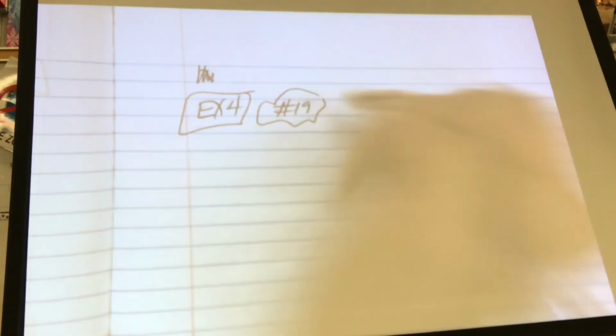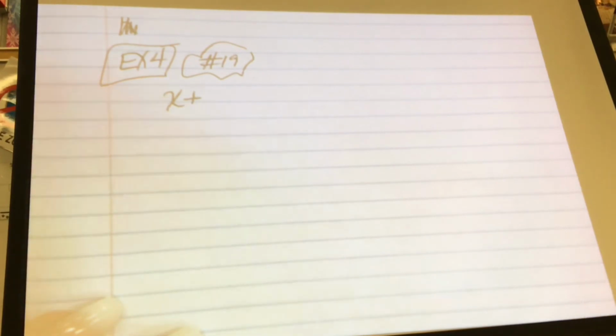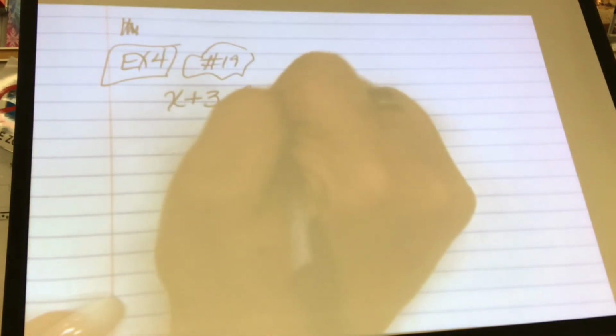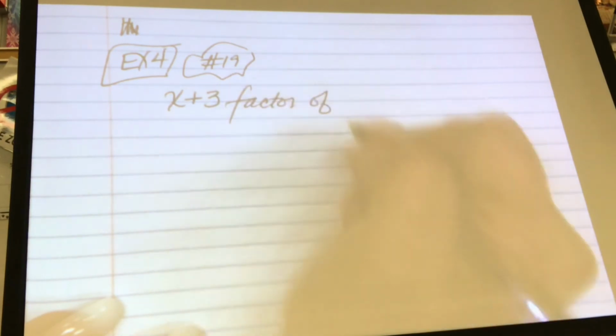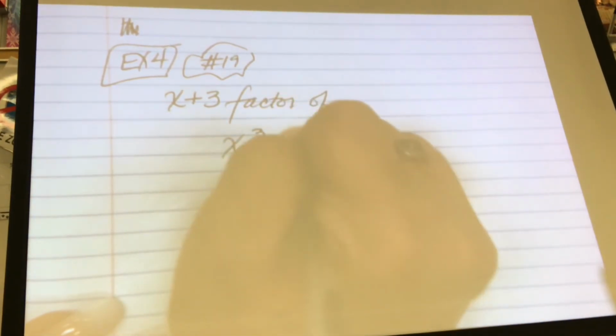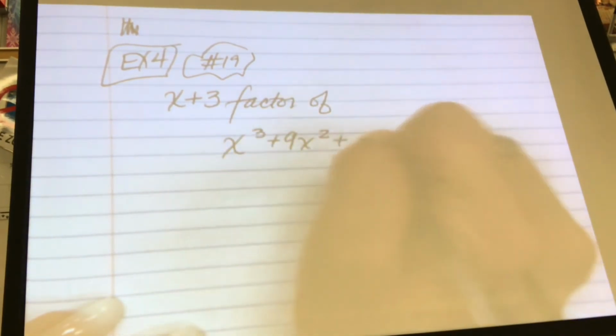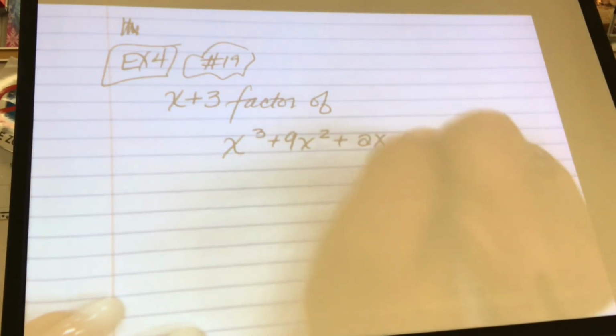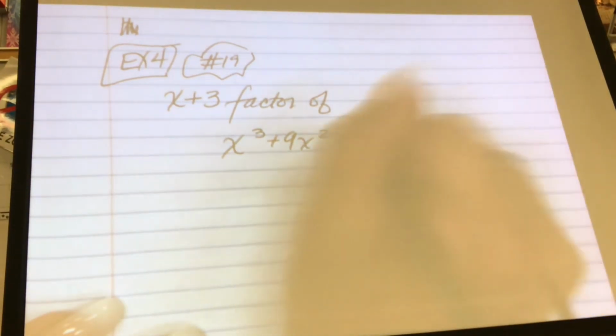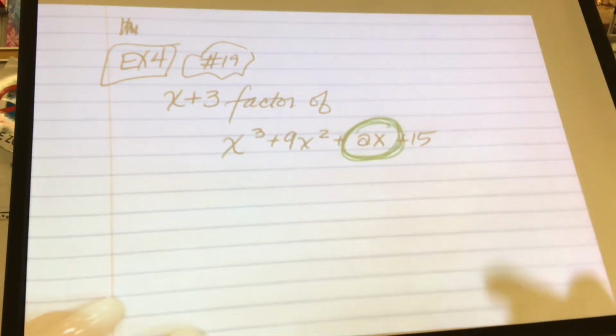All right, on tonight's homework, you're going to be given something like this. It's number 19 on tonight's homework so you know how to do it. You're going to do them all the same way. We're going to see if x plus 3 is a factor of x cubed plus 9x squared plus ax plus 15. So they're literally not giving me one of these terms. No problem.